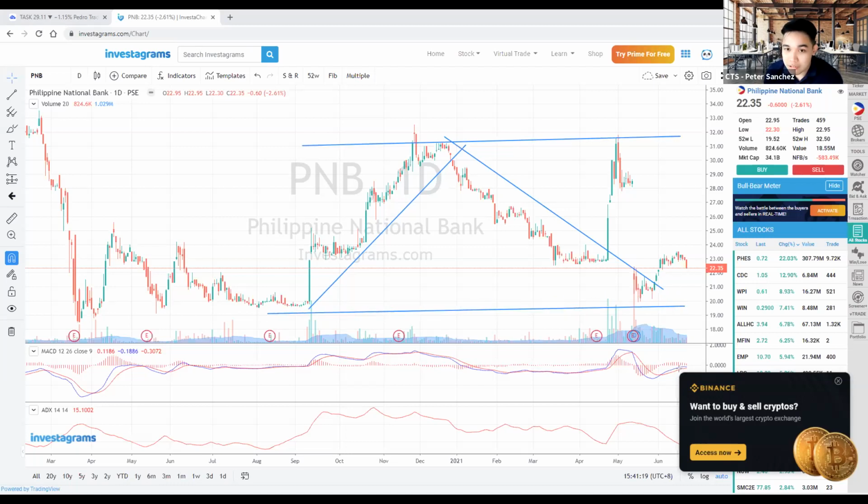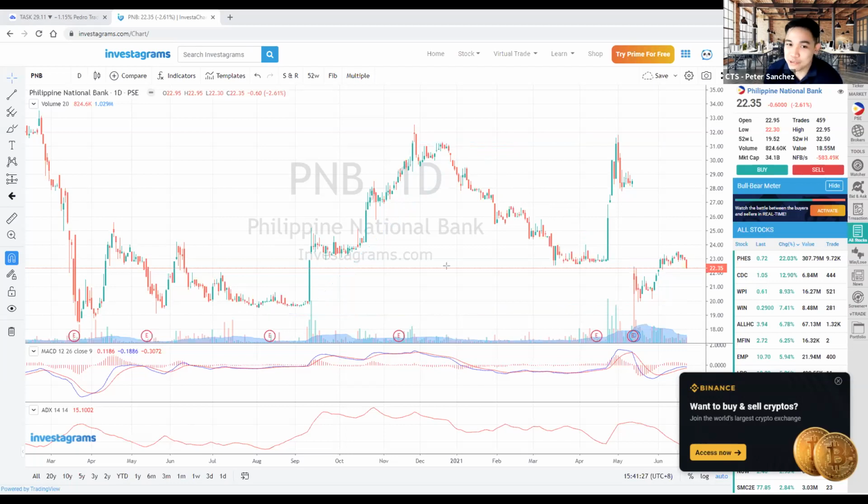MACD nasa baba, signifying a downtrend. ADX mababa. So auto pass ako dito. Again, pure technicals perspective. Kung tingin nyo, this is fundamentally cheap siya, ibang usapan pa yun. Okay? Compared sa previous two examples, ito, hindi, ayoko ito.